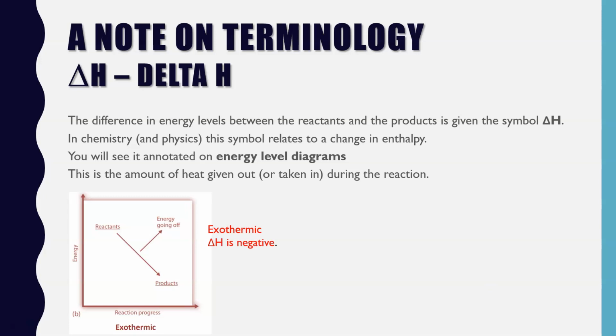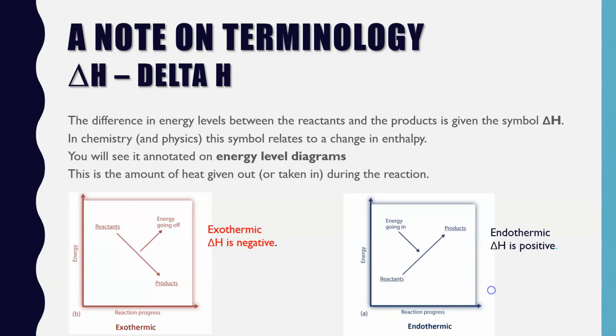Okay, so if we look at this exothermic reaction here, our enthalpy, so our delta H, is negative. All right, we can see a negative trend on that graph. In our endothermic reaction, our delta H is positive. Okay, you see that positive correlation? There's more energy in the products than the reactants.